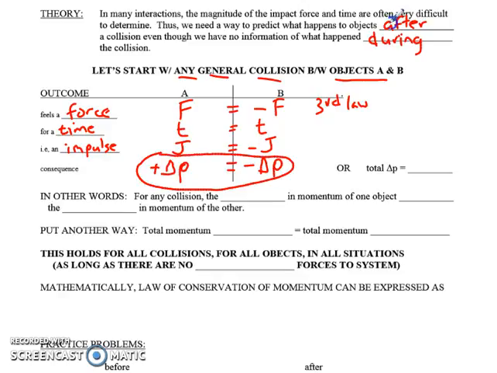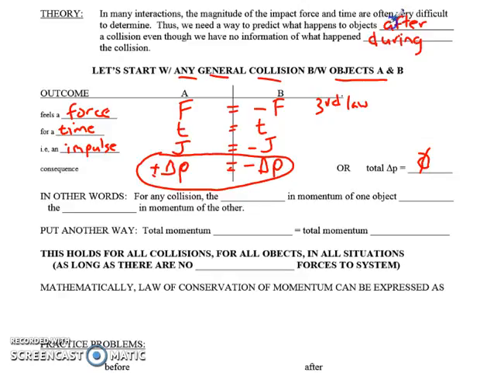What we're saying is that for any collision, the gain in momentum of one object equals the loss in momentum of the other object. A positive delta P means a gain in momentum, and a negative delta P means a loss of momentum. Or another way to put it, the total change in momentum, if I look at the sum of all that, is zero. That's nothing more than a conservation law.